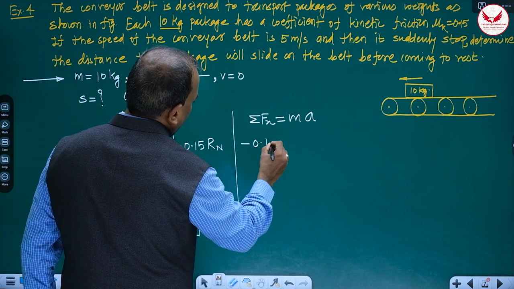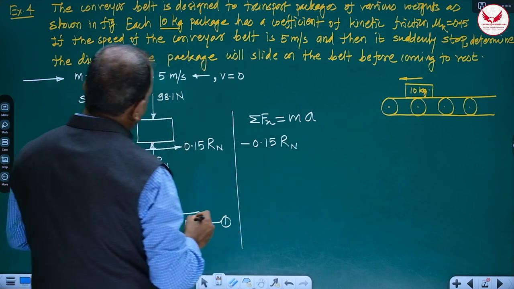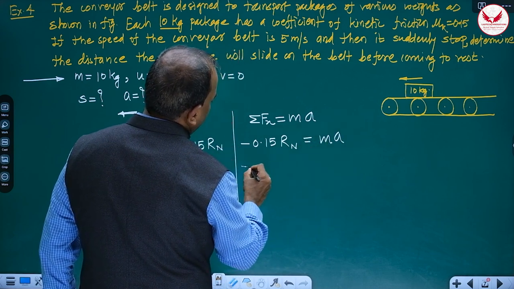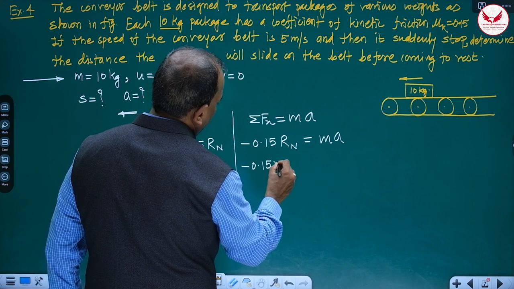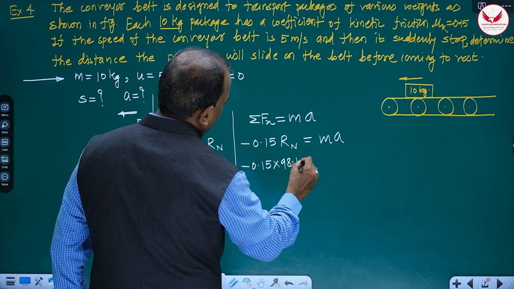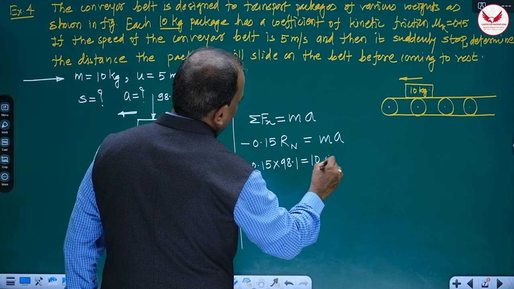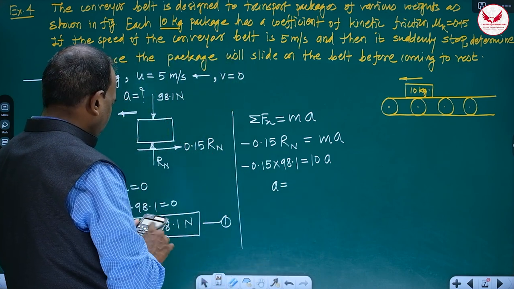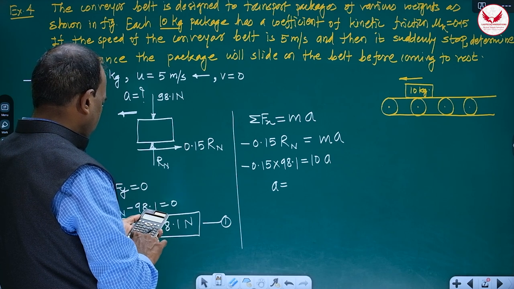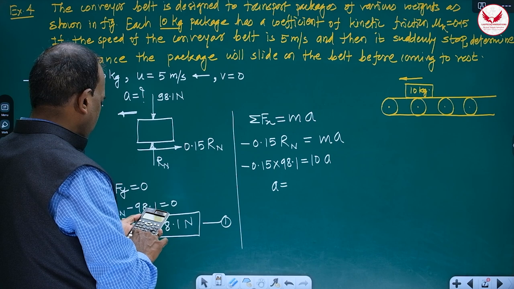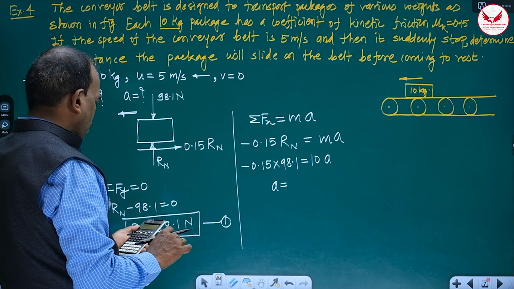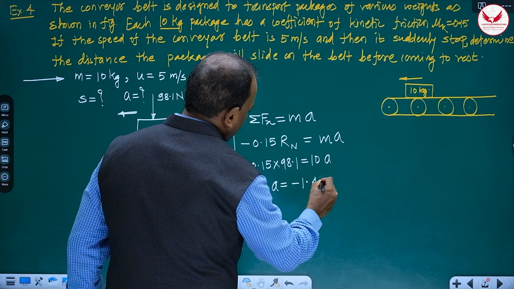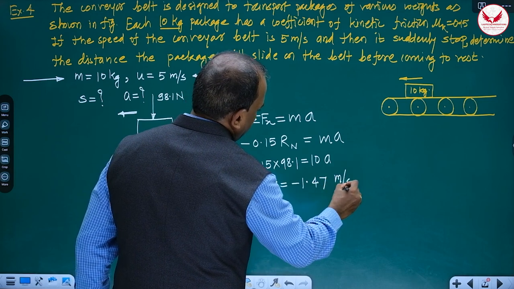Minus 0.15 Rn, this is the force opposite to the direction of motion, is equal to mass into acceleration. Minus 0.15 into 98.1 is equal to 10 A, and we will get A as 9.81 into 0.15, which is minus 1.47 meters per second square.